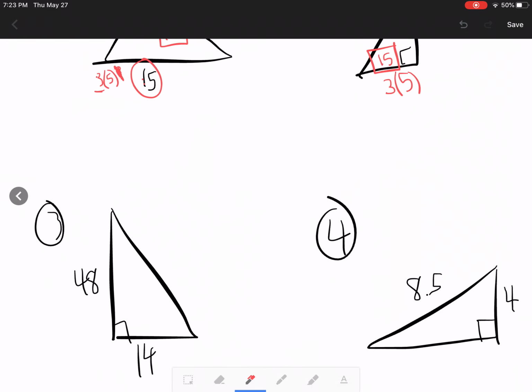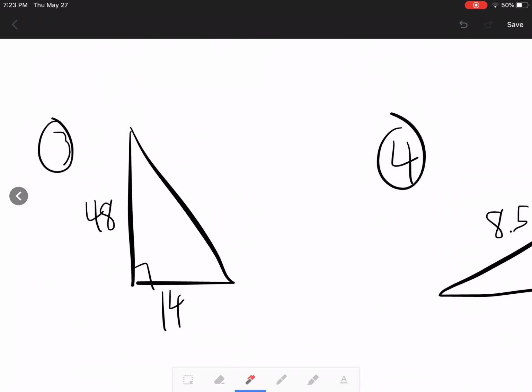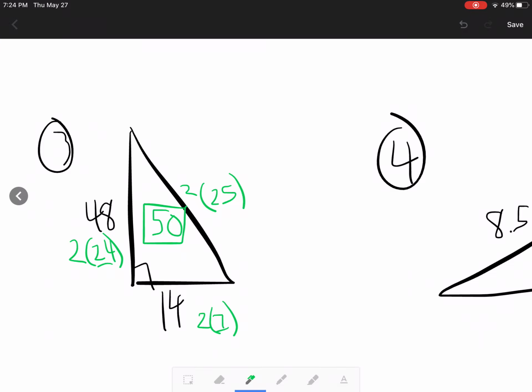All right, now let's take a look at this guy right here. Ooh, this one's tricky. So again, just see, maybe do they share a common factor? And this one shares a common factor. Let's go new color. Of 2. This is 2 times 24. This is 2 times 7. Uh-oh, 7, 24, 25. We got to times it by 2, so my hypotenuse here is 50.